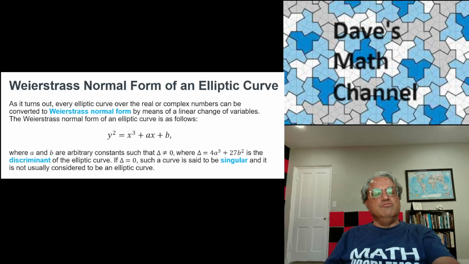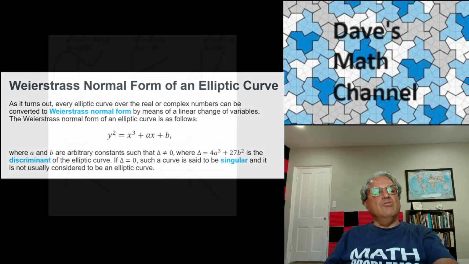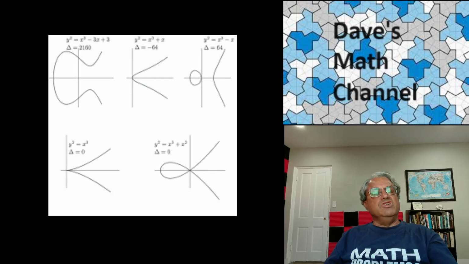Usually when you're working with elliptic curves, they're given in Weierstrass normal form. Anyway, here are some pictures. You might be wondering what these elliptic curves look like. These are all pictures of elliptic curves given in Weierstrass normal form. Actually, the three on top are elliptic curves. The two on the bottom are singular. You can see that both of the ones on the bottom have cusps. The discriminant is zero for both of these.